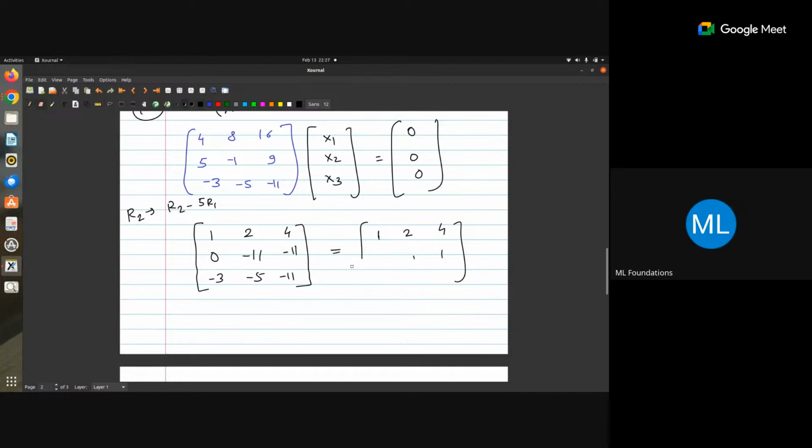Okay, sorry, we missed one more step, right? We'll have to make R3 also 0, right? So R3 changes to what? R3 plus 3R1. Correct? Yes, correct.